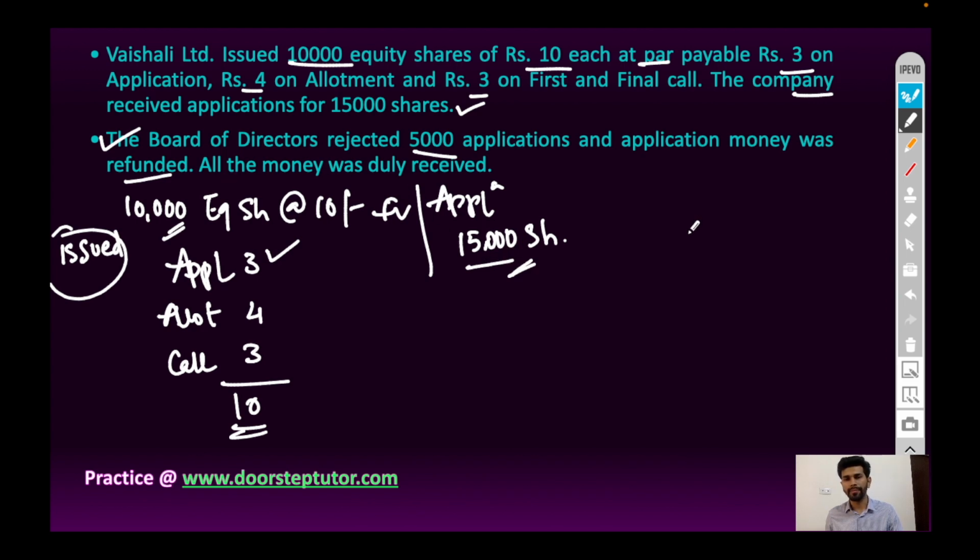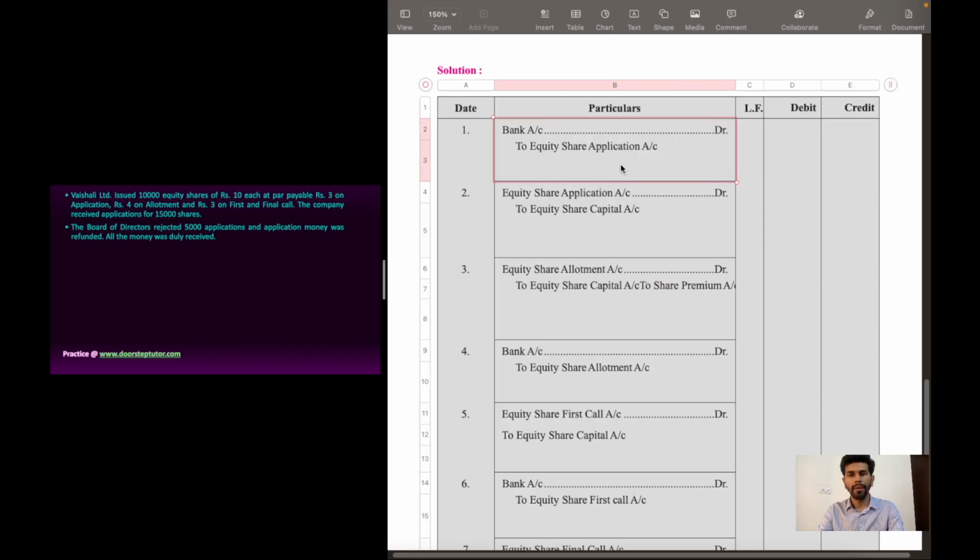and all the money was duly received. So what will be the journal entry? First entry will be bank account debit to share application account on receipt of application money. Application received for 15,000 shares and application money is 3 rupees per share. So amount will be 15,000 into 3, 45,000 rupees. Being application money received on 15,000 equity shares.